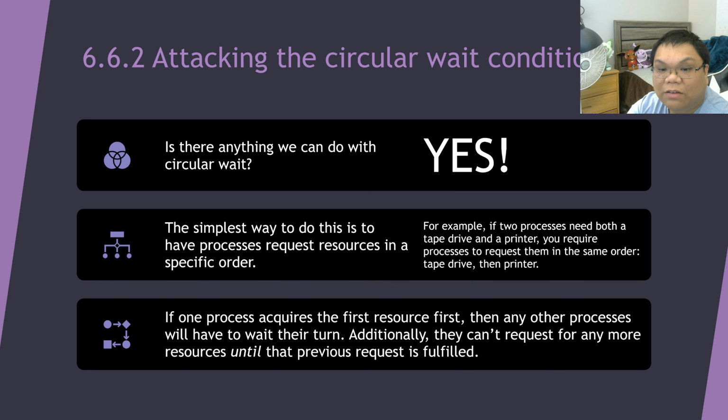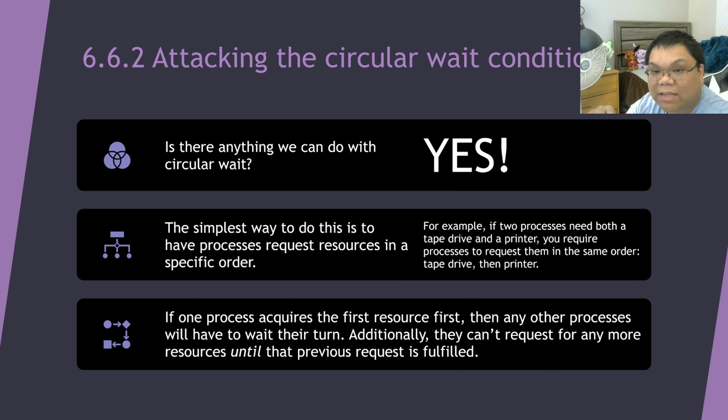There is one more condition that we can take down, and that is the circular wait condition. And yes, there is a solution here. The simplest way to attack the circular wait condition is to have processes request resources in a specific order. If 2 processes need a tape drive and a printer, you require them to request them in the same order: tape drive and then printer.